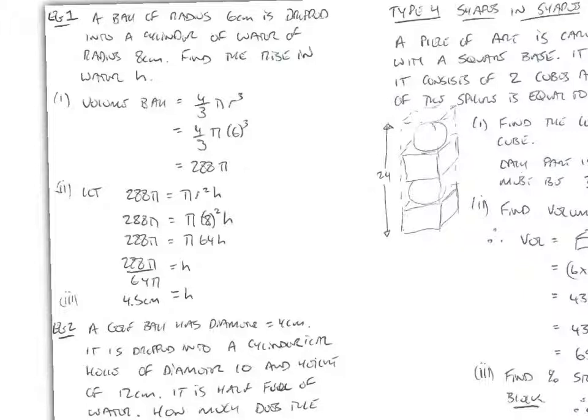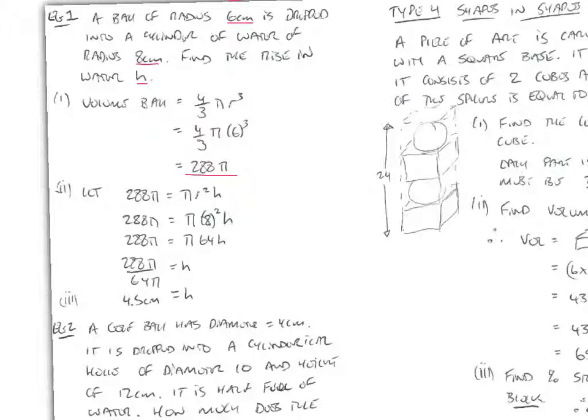Okay, a ball of radius 6 centimeters is dropped into a cylinder of water of radius 8. Find the rise in water, H. So, remember our steps. The volume of the ball is 4 over 3 pi r cubed. That's 4 over 3 pi times 6 cubed, which is 288 pi. And it's okay to leave that as something pi just for the moment.